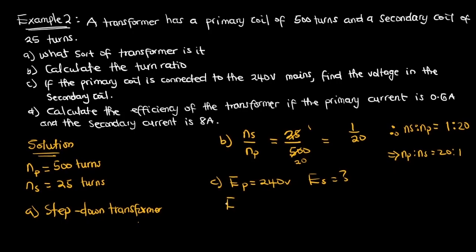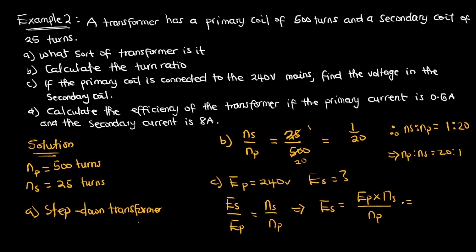So for this ES, the secondary voltage over the primary voltage is equal to the number of turns in the secondary over the number of turns in the primary. This is the ratio we'll be using. Are you okay? So from here, to make the secondary voltage the subject, ES will be equal to EP multiplied by NS, divided by NP. So that is it.